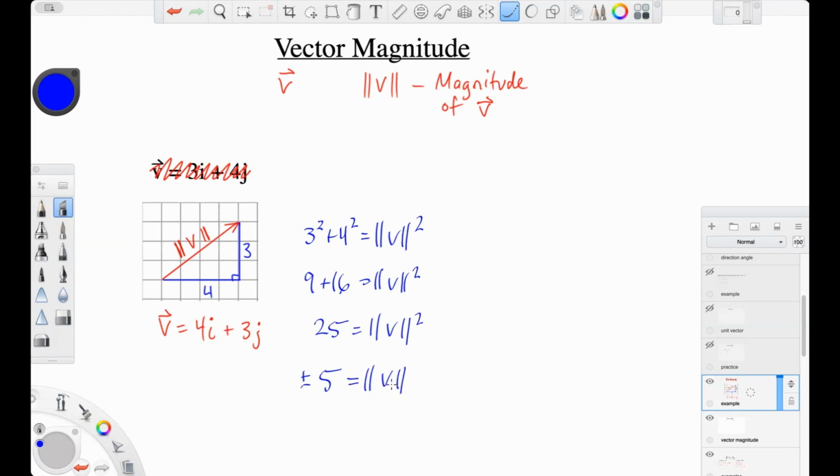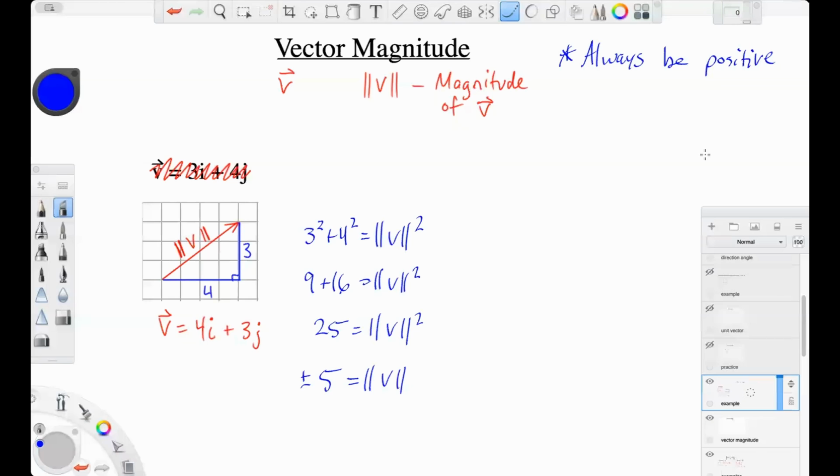Now, this brings up an interesting discussion. Is it positive or is it negative? It turns out the answer is that it will always be positive. So vector magnitude will always be positive.